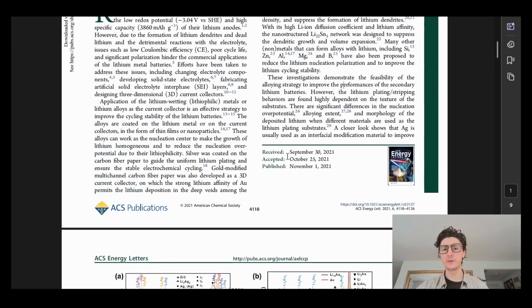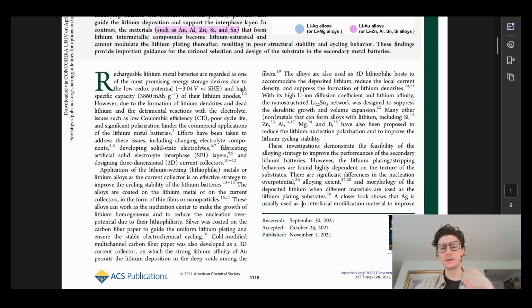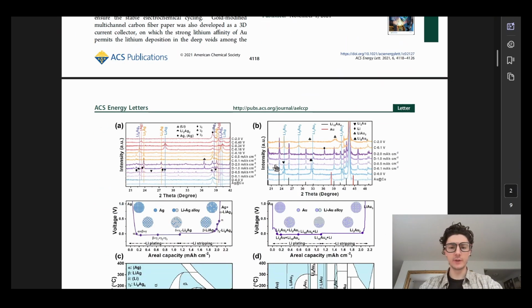Okay, we're kind of diverging from reading the whole introduction here, but I wanted to highlight something interesting. It says there are significant differences in nucleation overpotential, alloying extent, and morphology of the deposited lithium when different materials are used as the lithium plating substrate. Boom. So I'm going to highlight this because that is interesting. Is that true? It seems like it is. They add some little references here, which are at the end of the article. But do they actually prove that in their research?